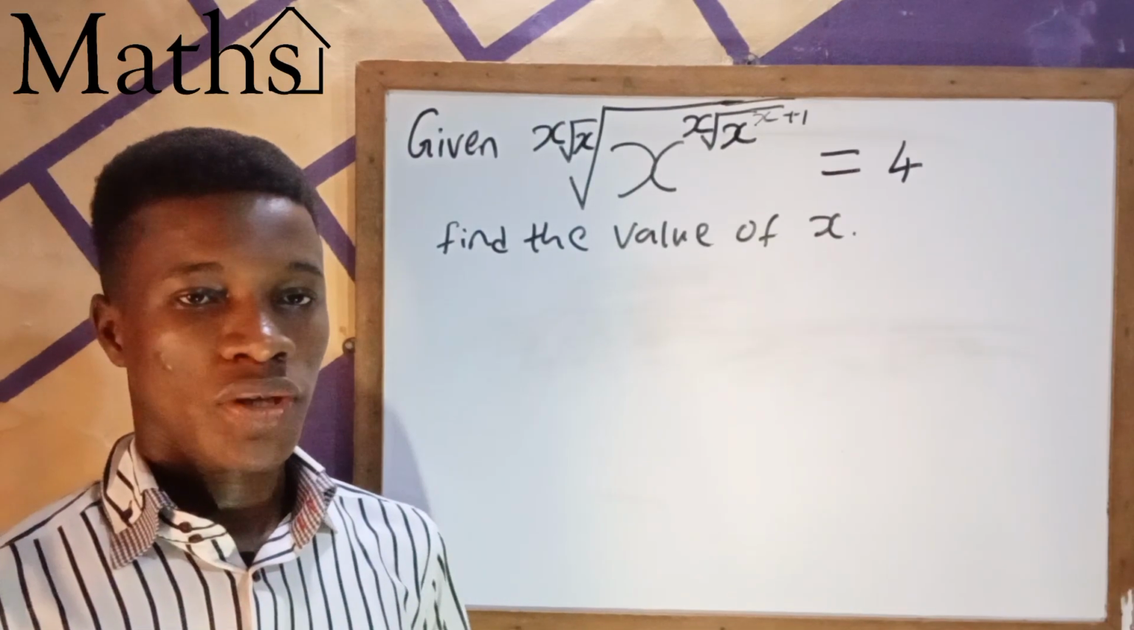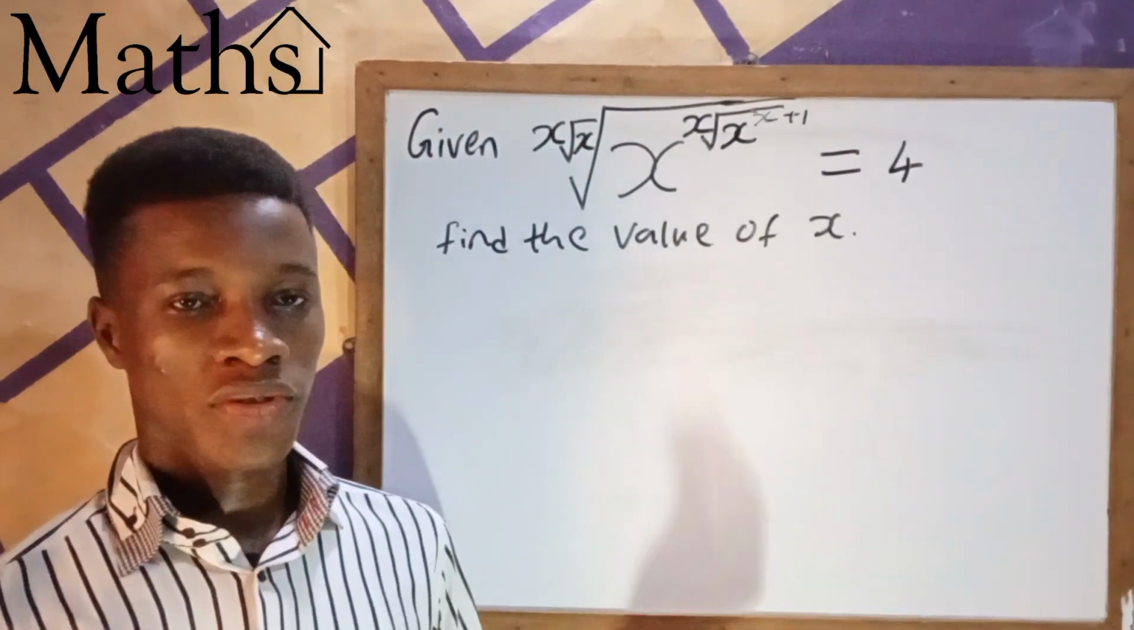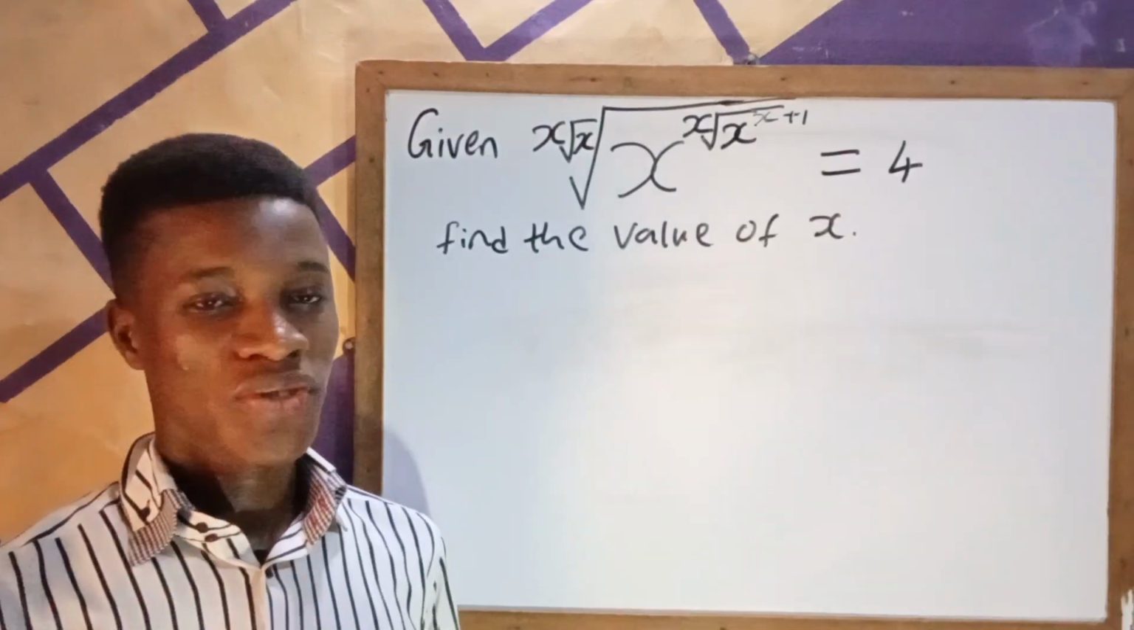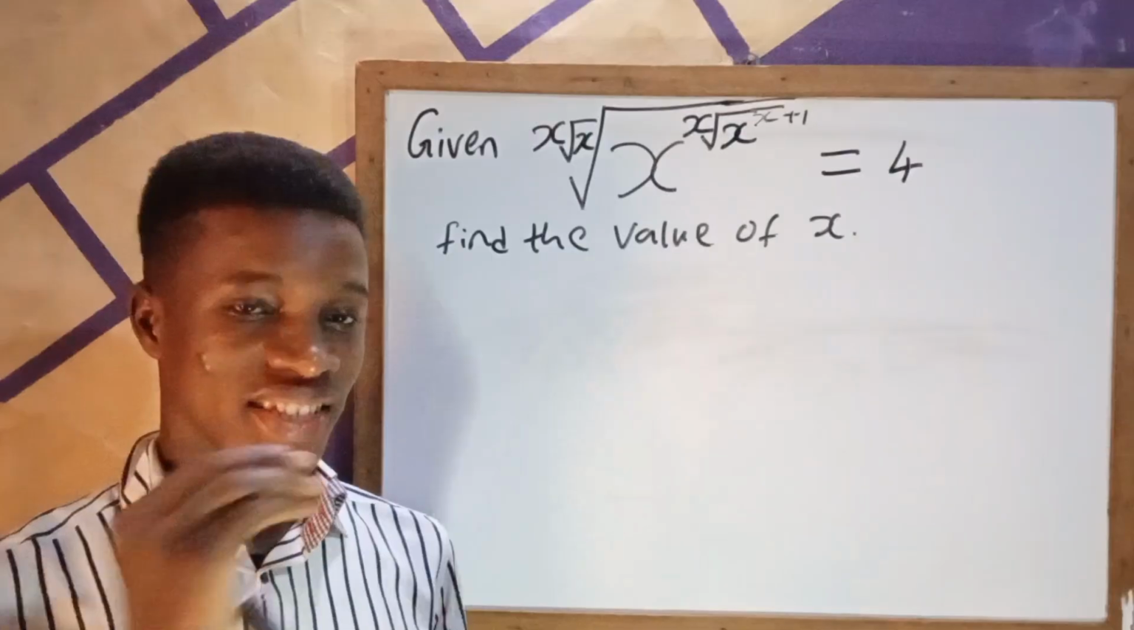Given this surd equation on the board, we are asked to find the value of x. I know this may look like something difficult or complicated, but I promise you it is very, very easy. Just hold on for a few seconds. You see how easy it is.